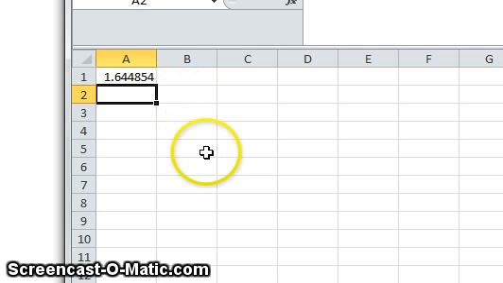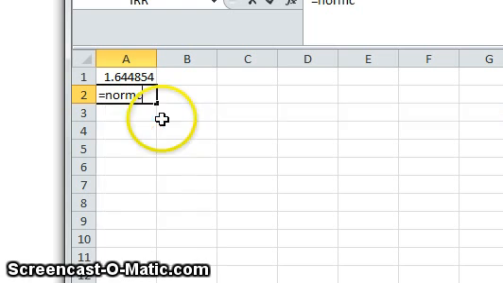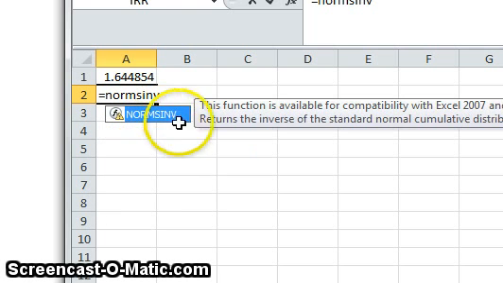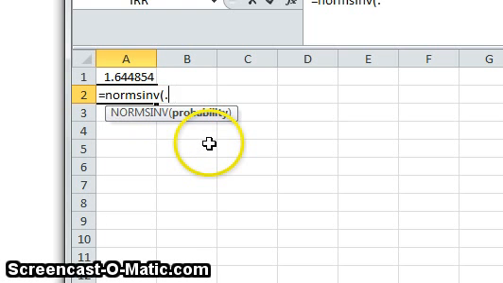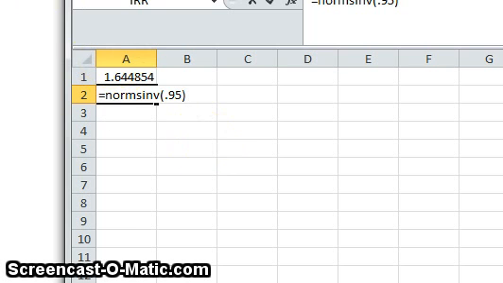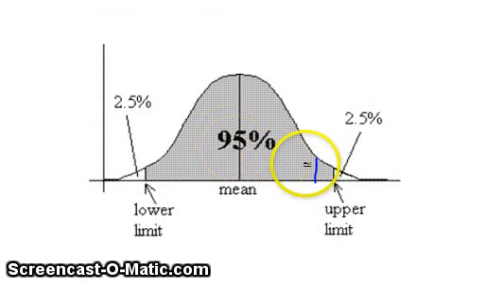Let me do it again for you. Equals NORM.S.INV, and they go 0.95. And they think, right, that's going to give me the z-score associated with a 95% confidence interval. That's not actually correct, because we don't want to know this z-score here. We want to know this z-score here and here.